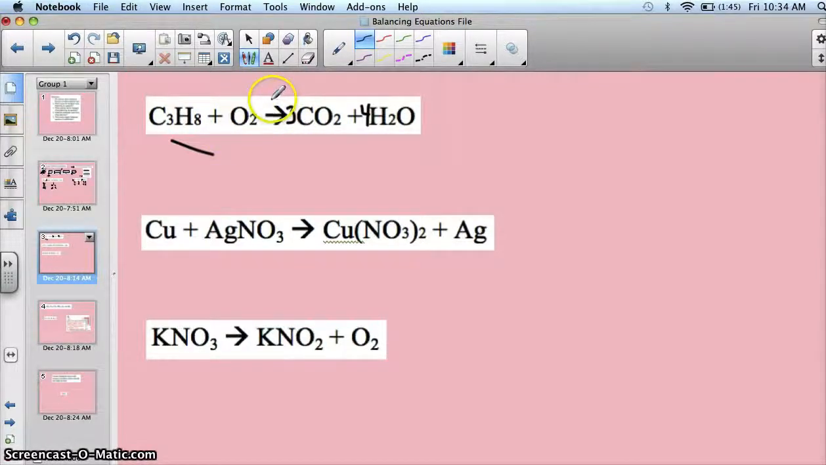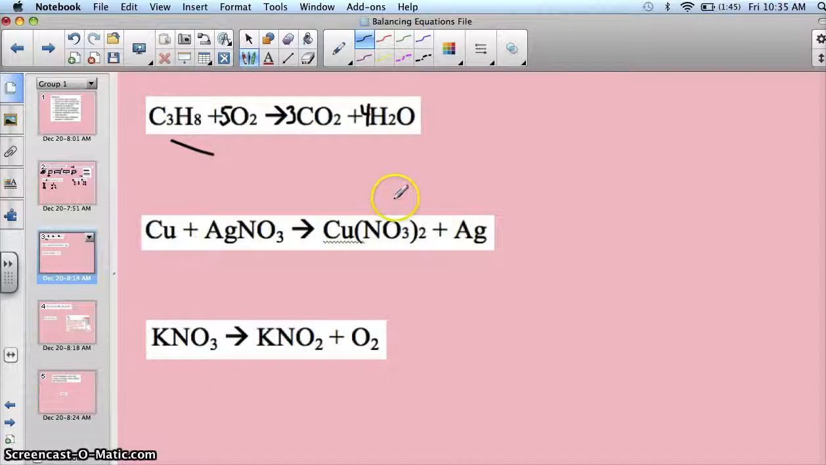We have 2 O's here. 3 times 2 is 6 plus 4. So we have 4 O's here, 6 O's here, so that's 10 O's on this side. Hey, I'll just put a 5 right here. So I think that's got it. We have 3 C's, we have 8 H's, and we have 10 O's. Did you get it that way? I hope so. But anyway, let's go to the next one.